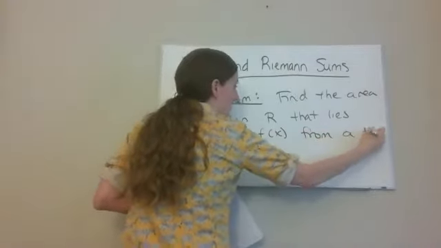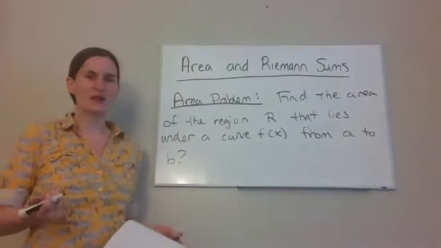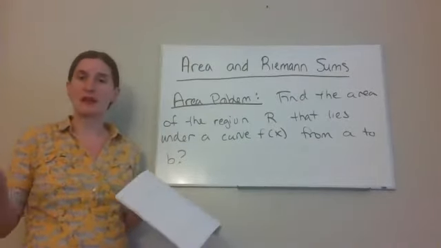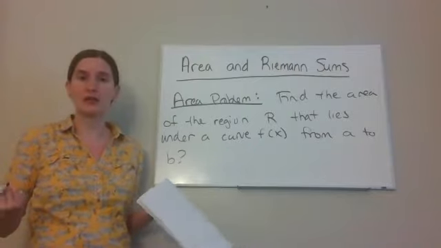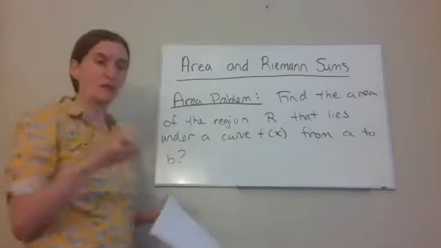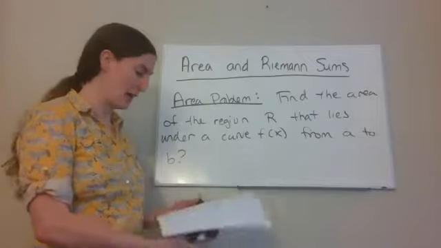from A to B. So we're talking about finding the area of a very odd shape here. We're not talking about something very nice like a rectangle or a triangle that you already know how to find the area of. We're talking about just draw some function and the area underneath that function. How do we figure that out?